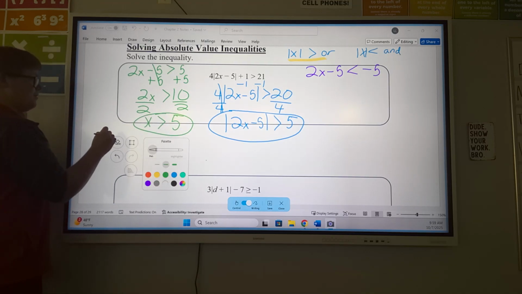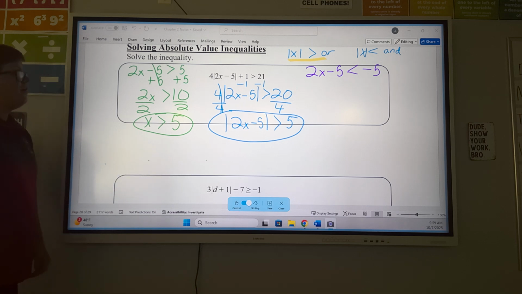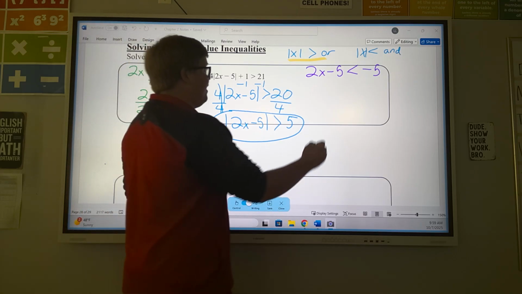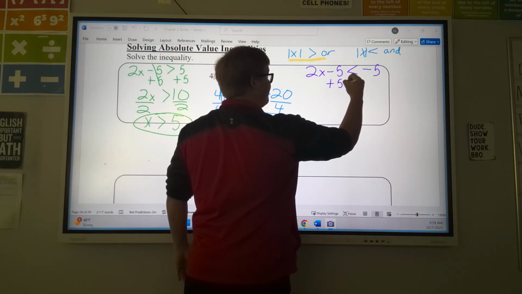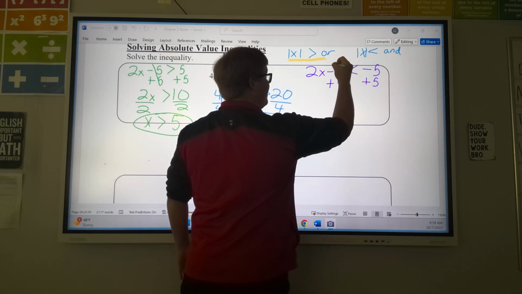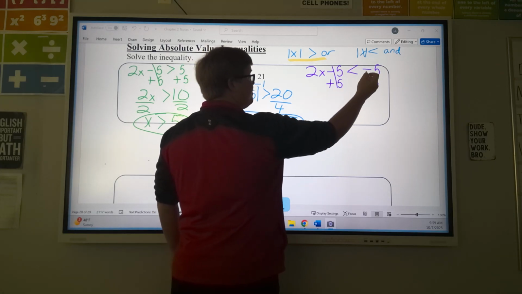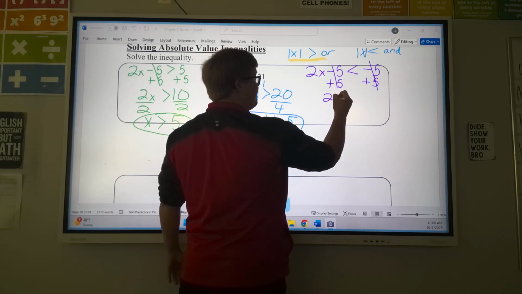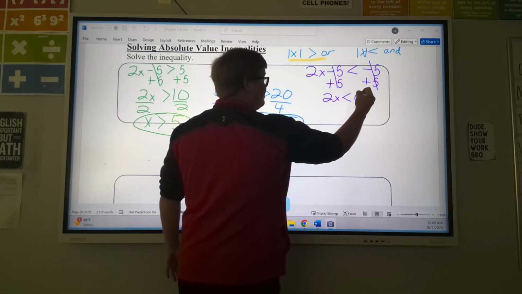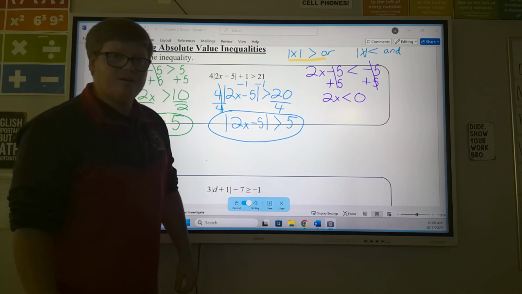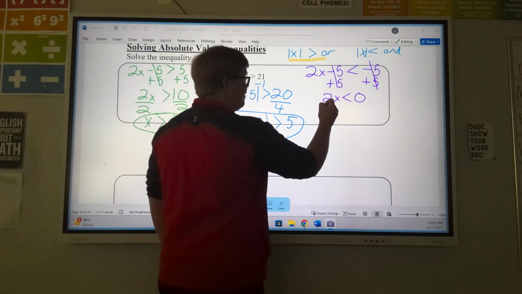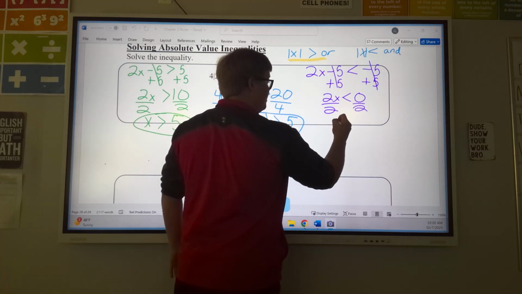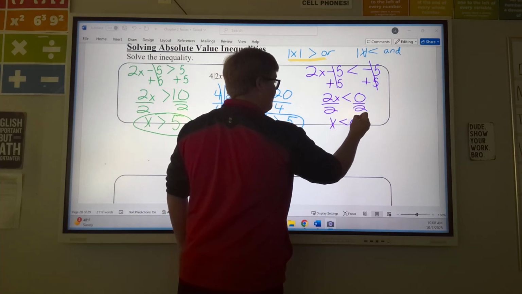Now we need to find our second answer. We do the exact same thing. We have to get rid of that negative 5 by adding, which cancels this out, and negative 5 plus 5 also cancels itself out and turns into 0. So we have 2x is less than 0. Now, all we have to do is divide by 2 again. 0 divided by 2 is 0, so x is less than 0.